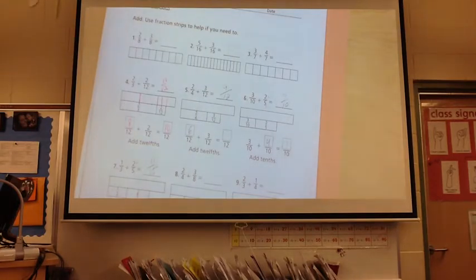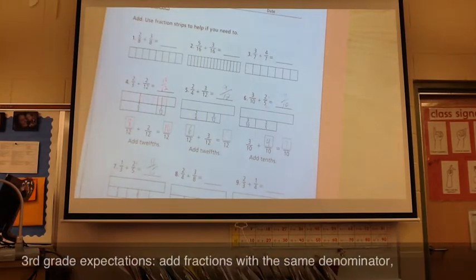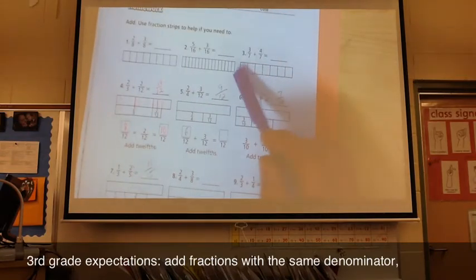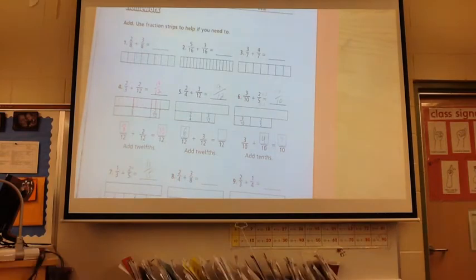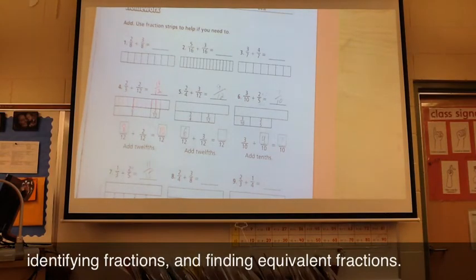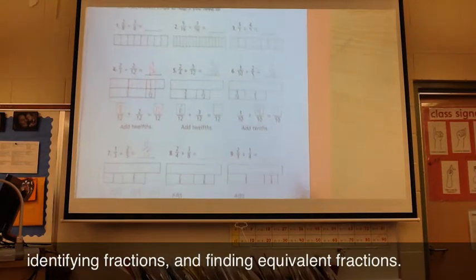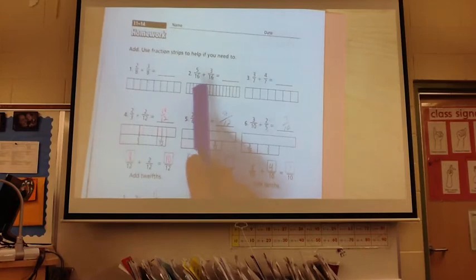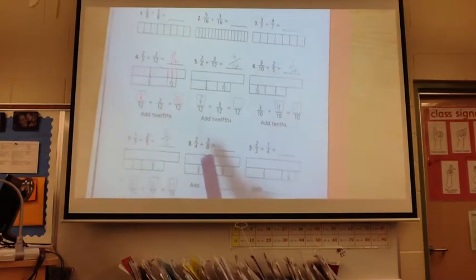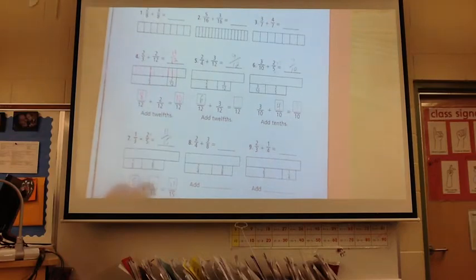The things they are going to have to do in third grade, they will have to do on the test, are adding these fractions, identifying fractions, and finding equivalent fractions, which is really what we're doing when we're trying to solve a problem like these that have different denominators. Kids have no trouble adding these fractions when the denominators are the same, but when they're different, they run into a few more issues. So let's take a problem like number 9 here and talk about how we would solve that.